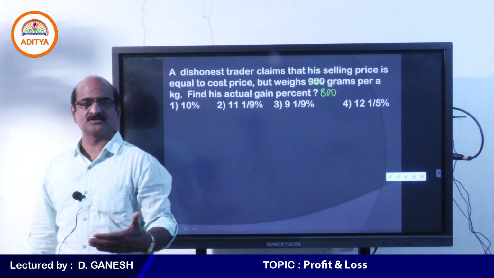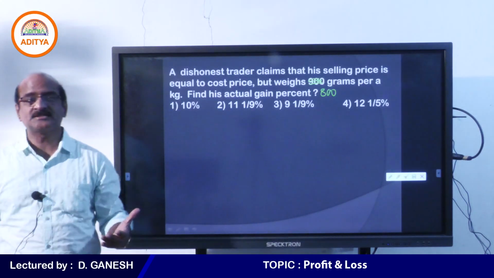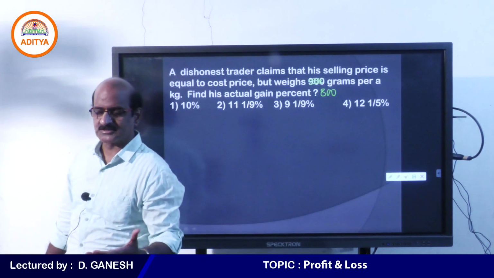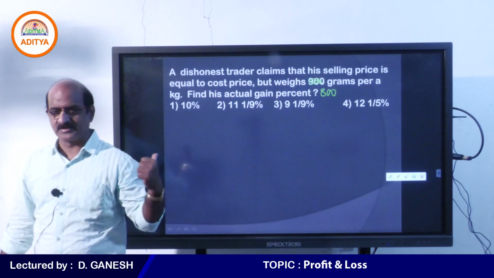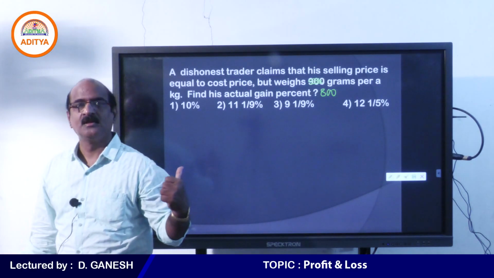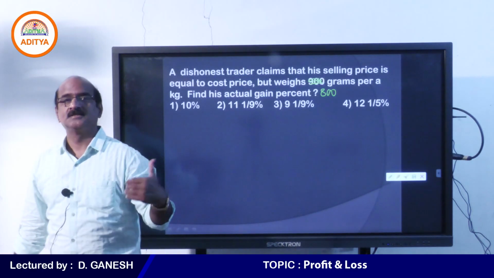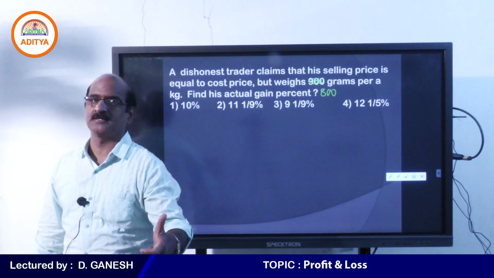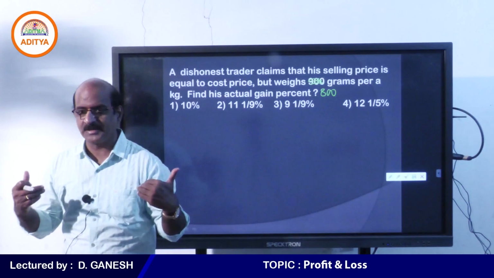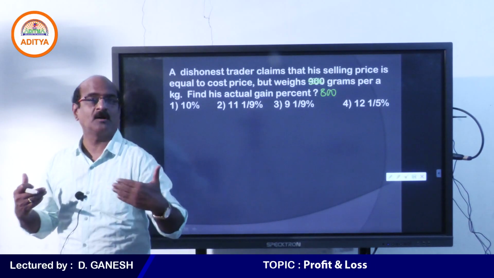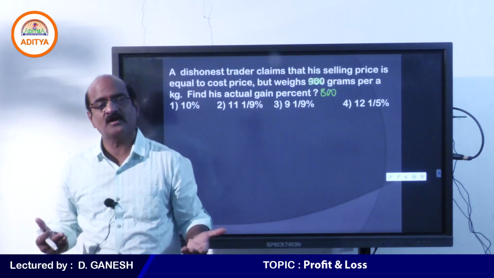Student, now just look at this question. A dishonest trader, I will tell you how it comes. Just look at this. Now I think you will get it. A dishonest trader sells his goods at the cost price. I bought for 100 rupees in the wholesale market. You come to my shop. I am selling it for 100 rupees.